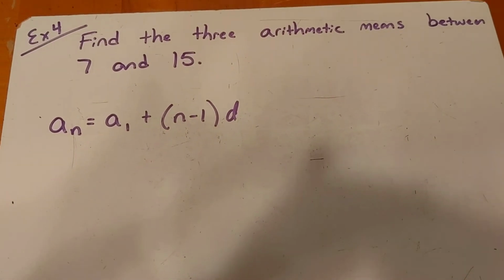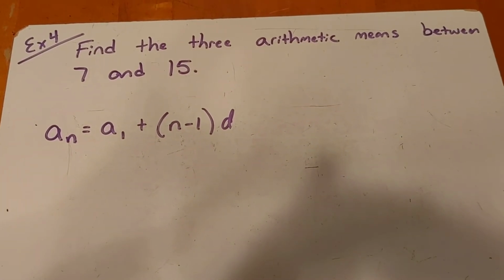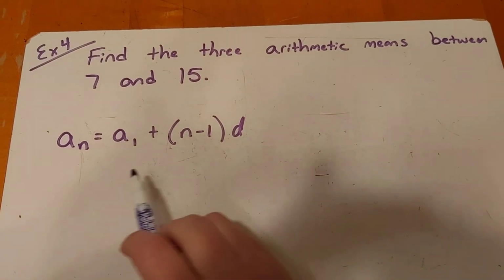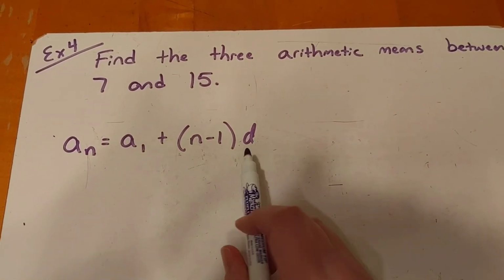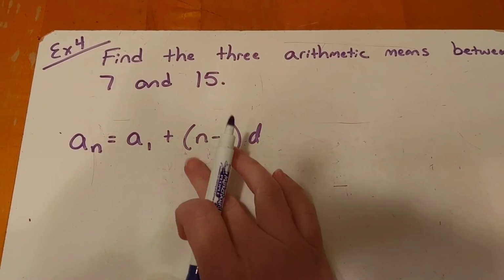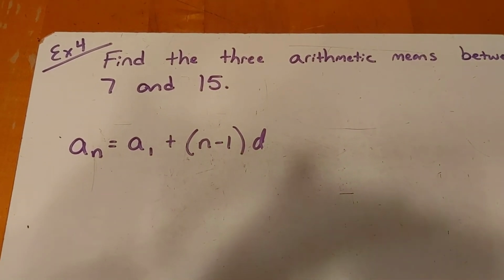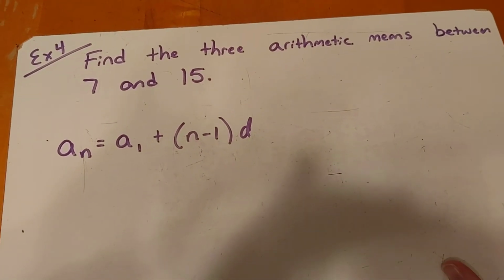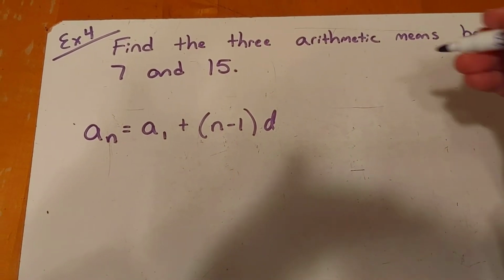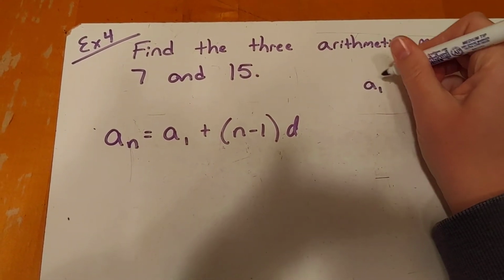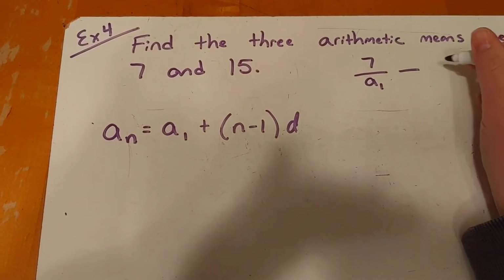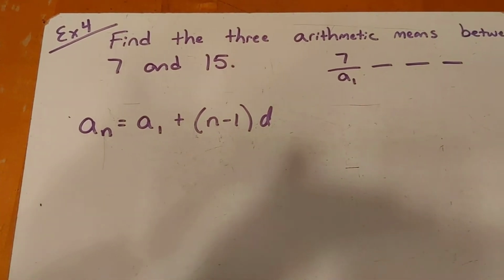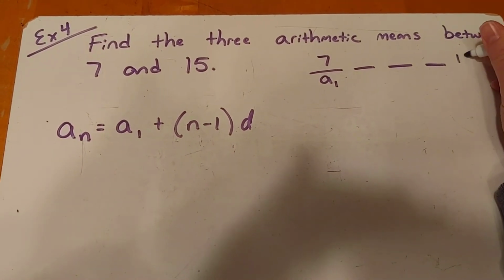Example 4, find the 3 arithmetic means between 7 and 15. I already extracted our explicit formula because I know the first term. I like to use this formula whenever I know the first term rather than the generalized one. If I need to find the 3 between 7 and 15, I'm going to make my first term 7. I need to find 3 missing terms in between 7 and 15.